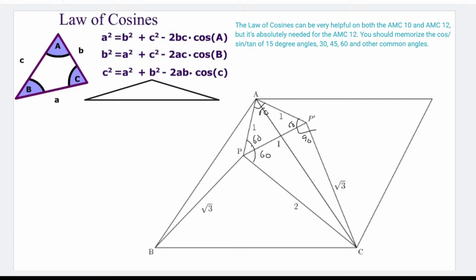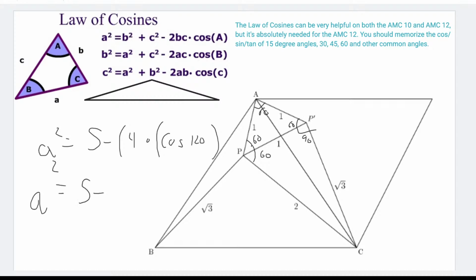That means we can use the law of cosines here, because AC, let's pretend it's A. All it says is that A squared equals one of the sides squared, which is 1 squared, plus 2 squared, which is 5, minus 2 times BC, which is just 4, times the cosine of A, which is the cosine of 120. Now, the cosine of 120 is negative 0.5, I think. So A squared equals 5 minus 4 times minus 1 over 2, because that's the cosine of 120.